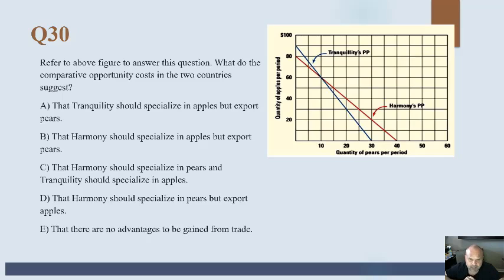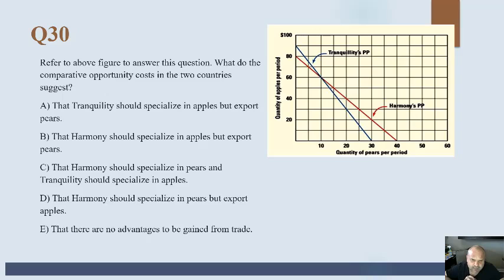Okay, so next question. Refer to the diagram here. In this diagram, we see two production possibilities curves, one for tranquility and one for harmony. And it says, what do the comparative opportunity costs in the two countries suggest? So this is a little tricky question. You need to figure out what the comparative advantage is by first looking at what the differences in opportunity cost are. As a hint, you only need to figure out whether one country is going to specialize or not.